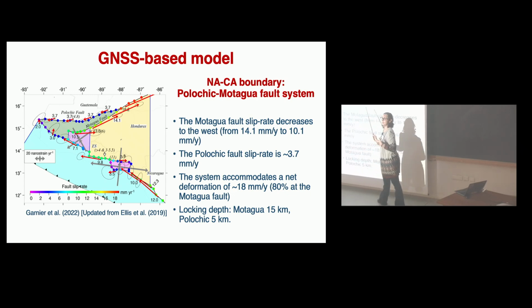The main results that came out of it were that for the North America-Caribbean boundary, the Polochic-Motagua fault system, we see that the velocities along the Motagua fault decrease from east to west. That's the main idea here, while the velocities on the Polochic fault are much smaller and more or less constant. The Motagua fault is accommodating about 80% of the deformation, compared to what we get from the Polochic fault. That should be the most important thing for this part.